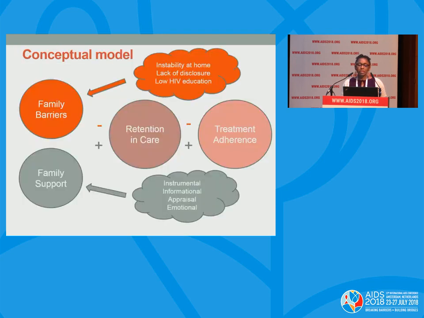So this is just kind of a summary of why we decided to present the data only on the families, because as we were looking for those things that really were closest to retention in care and treatment adherence, based on the adolescents and their caregivers' reports. And focusing on family barriers right now, the most frequently cited themes had to do with instability at home, lack of disclosure to family members, and the low HIV knowledge of family members.